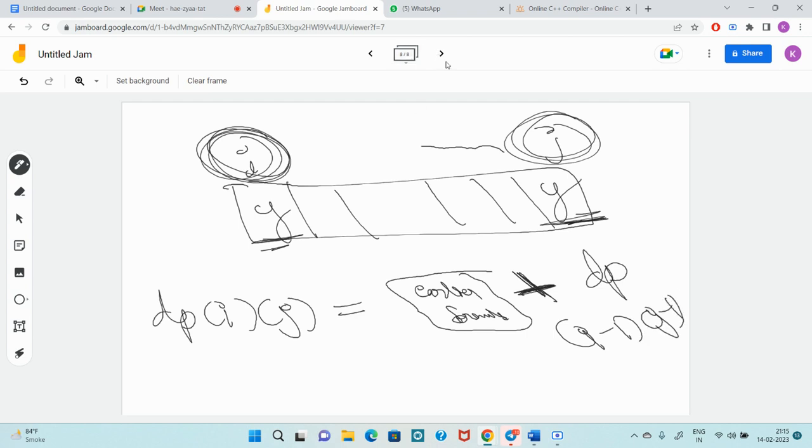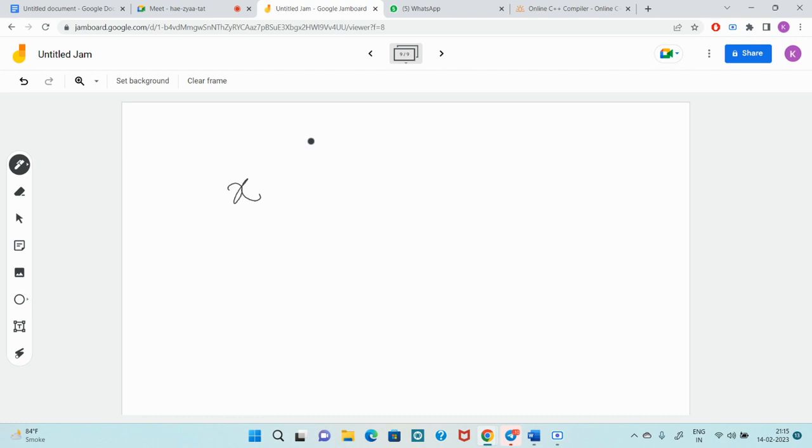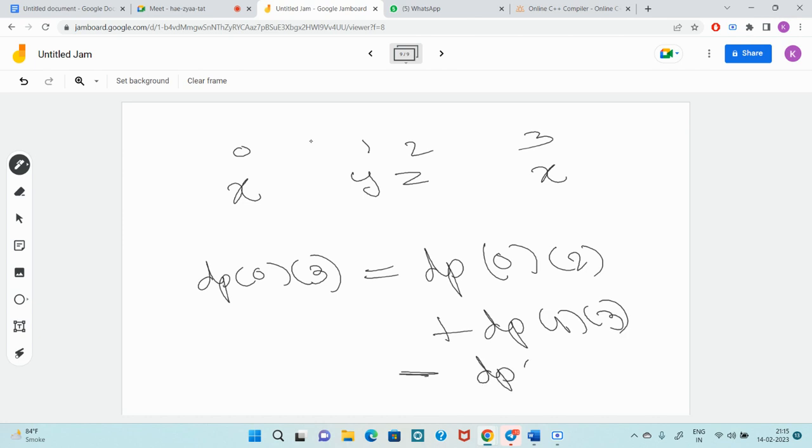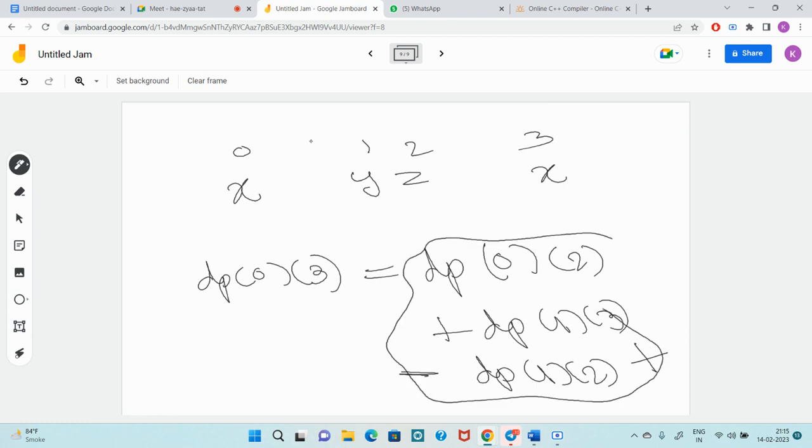I will explain how this is working. Say I have an x, then some y, z, then some x. Indices 0, 1, 2, 3. So dp[0][3] will be nothing but the earlier formula will remain the same: dp[0][2] plus dp[1][3] minus dp[1][2]. But apart from this, one more thing will be added, which is dp[1][2]. So dp[1][2] gets added twice and one cancels out, understood.